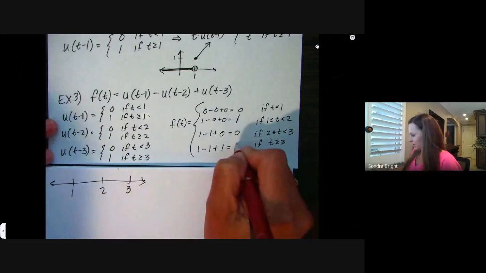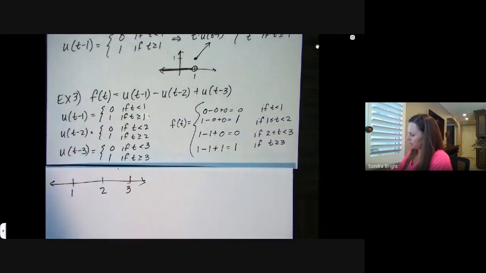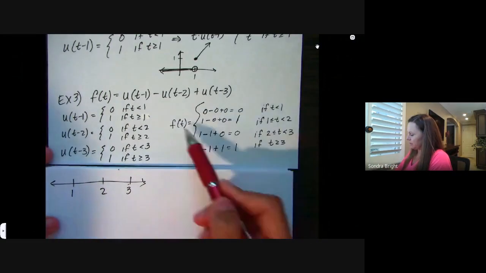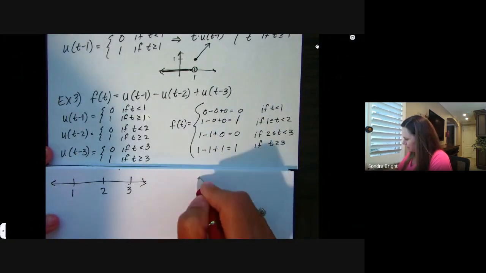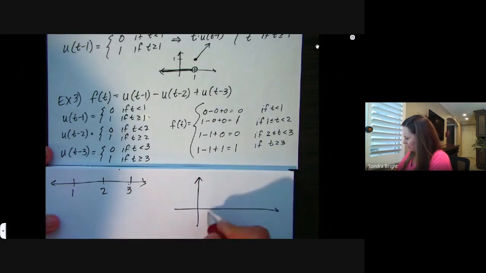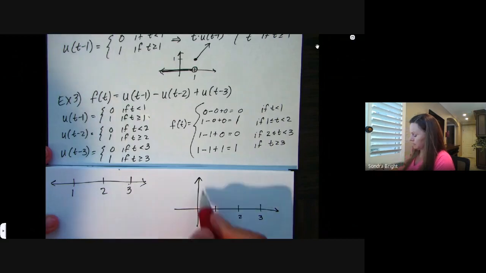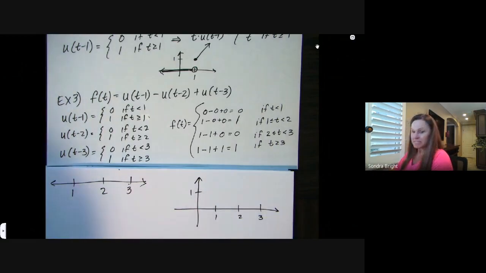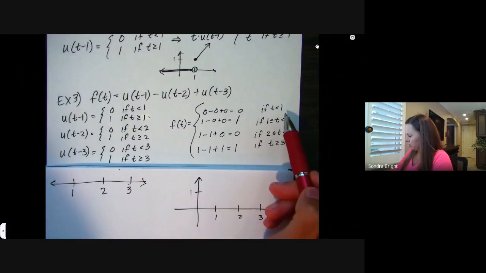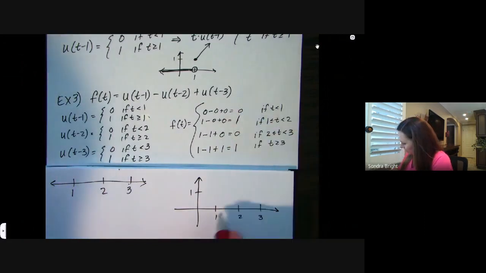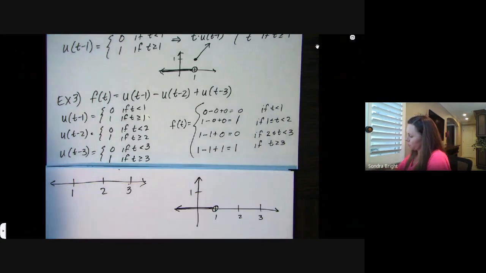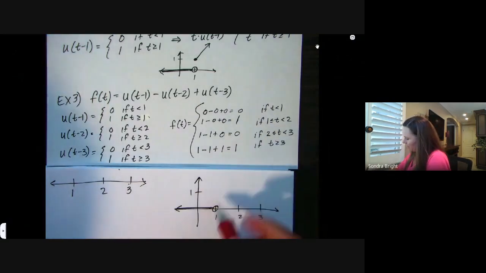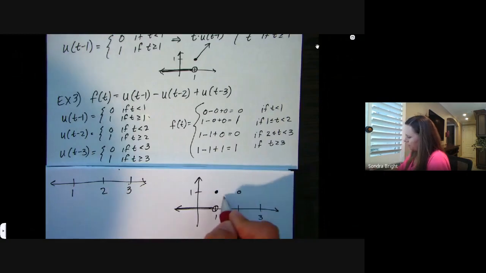So what does this graph look like? This piecewise function has f of t equal to 0 when t is less than 1. All right, so I'll do this. We've got 1 and 2 and 3, and I either need 0 or 1. When t is strictly less than 1, your f of t is 0, so we've got an open dot here and going this way. Between 1 and 2, it's 1, closed dot on the 1, open dot on the 2, horizontal line.